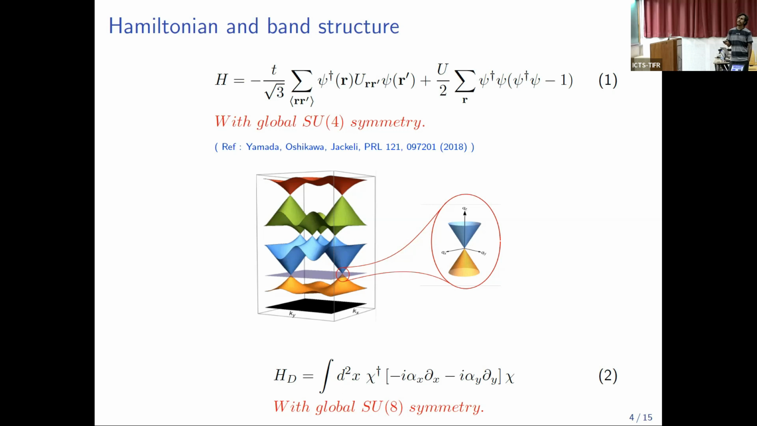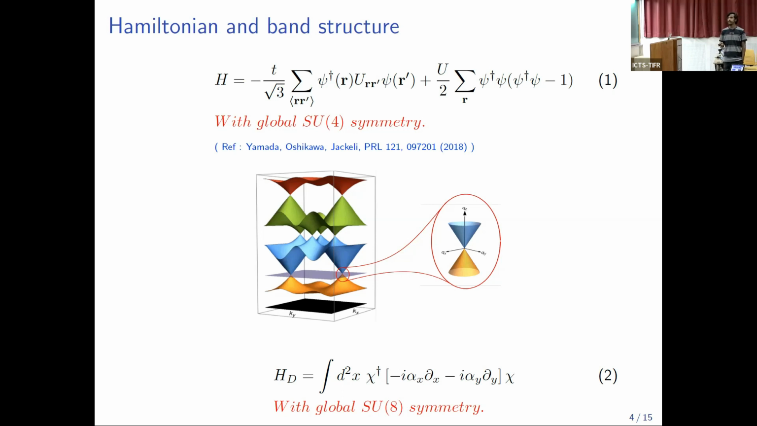So basically, this SU(4) is a subgroup of this SU(8). So when you go from lattice to continuum, naturally you increase the symmetry that you have in the system. That's the emergent IR symmetry. So in this case, the internal symmetry of this continuum theory is SU(8) along with the lattice symmetries.